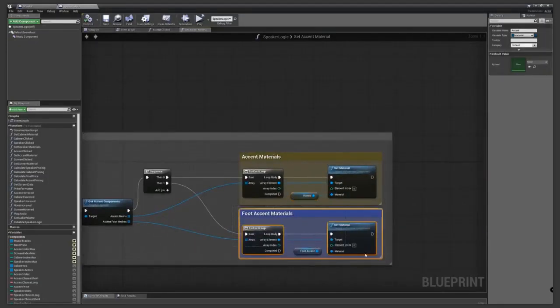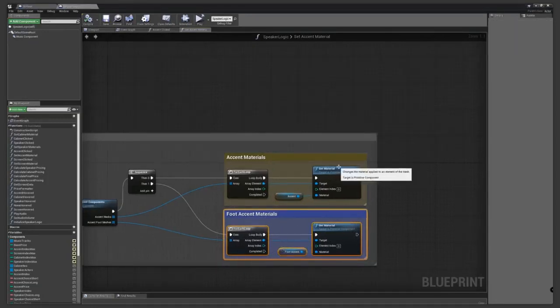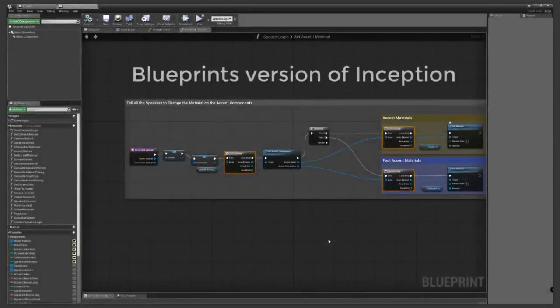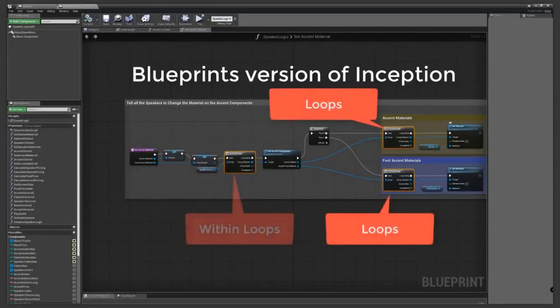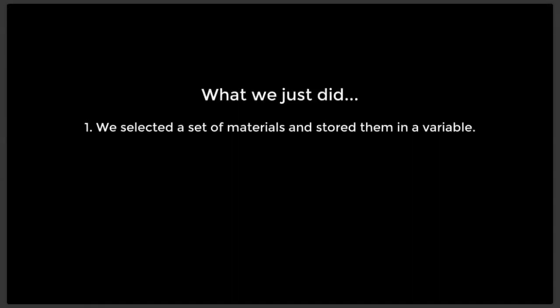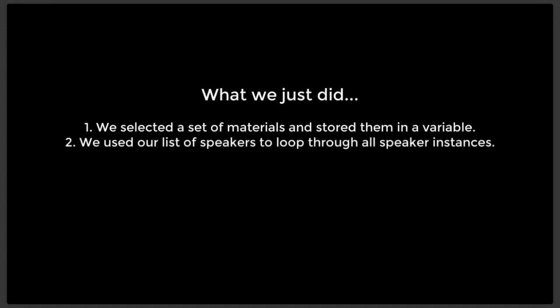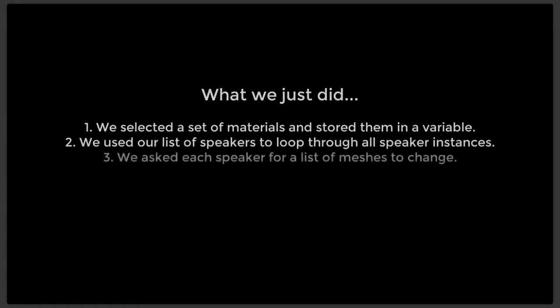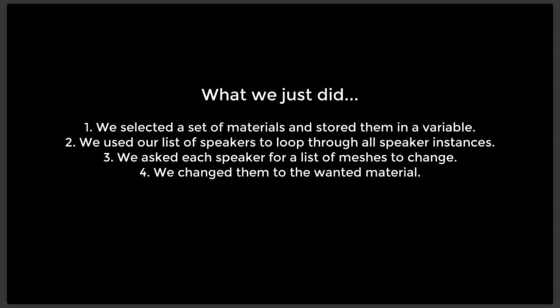Notice we do the same operation on the foot meshes as well. Okay, so our materials are now swapped. Hooray! I know you probably feel like you are trapped in the movie Inception with all the loops within loops, but the concept is easy enough. We select a set of materials, find all the speakers in our scene, ask them for which meshes to change, then specify the material change.